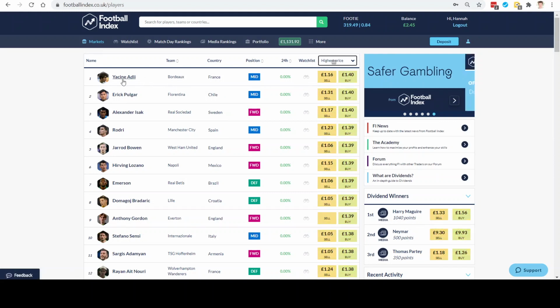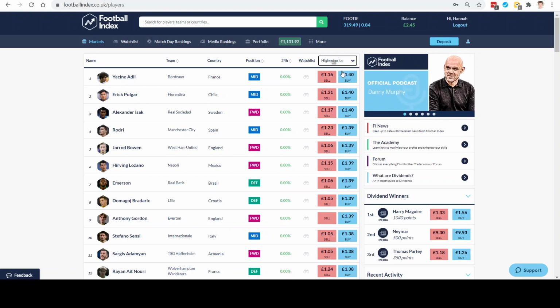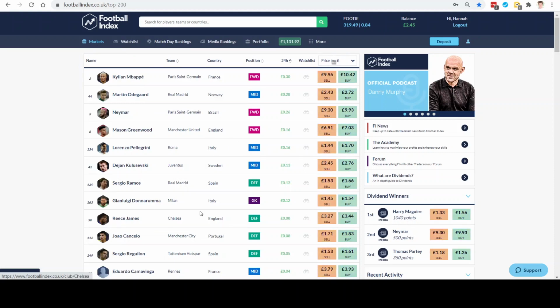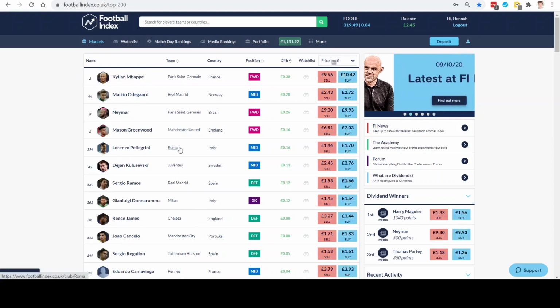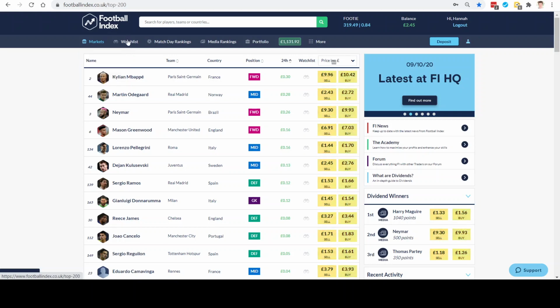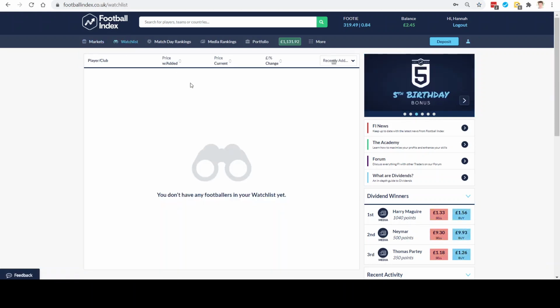Now if this player who's at the top here, or any player, was to go above the value of the lowest player in the top 200, then they would swap places. And that usually happens overnight if that was to happen. Okay, so that's the markets section, so the top 200 and squad list. Next we'll go on to the watch list.